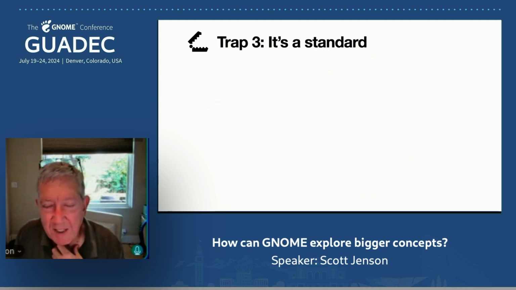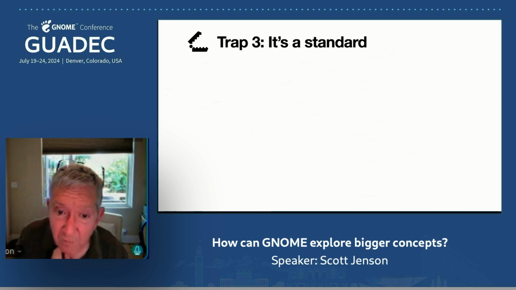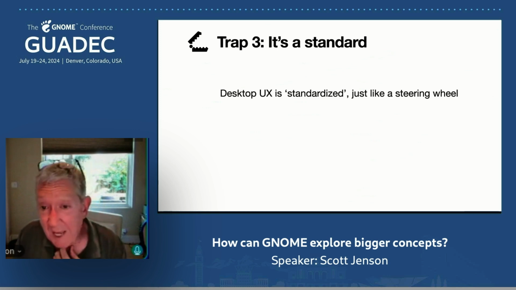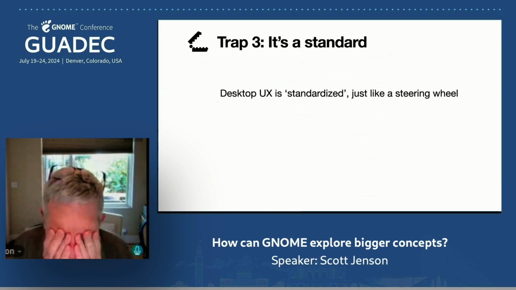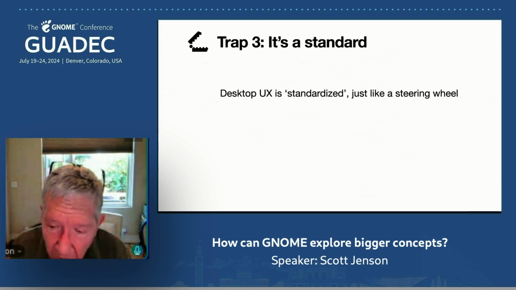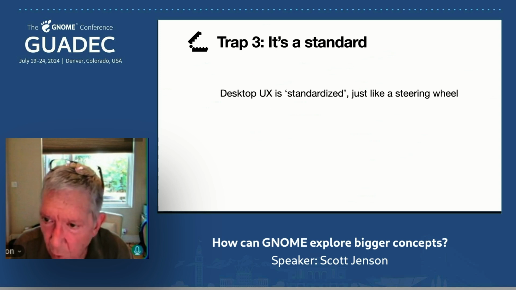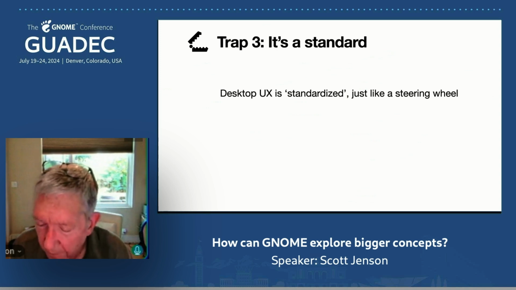And the last one is saying it's a standard, which I've heard practically every month of my life for 30 years. The desktop UX is standardized. It's just like a steering wheel, and we don't change the steering wheel. And this is wrong on so many levels. I actually gave the closing keynote at Kai, which is one of the biggest UX conferences in the world. And I gave it on this very topic, basically showing that a steering wheel is not a standard.